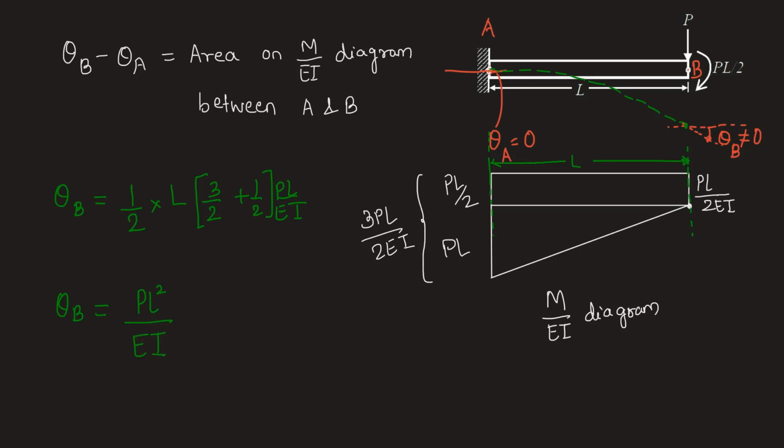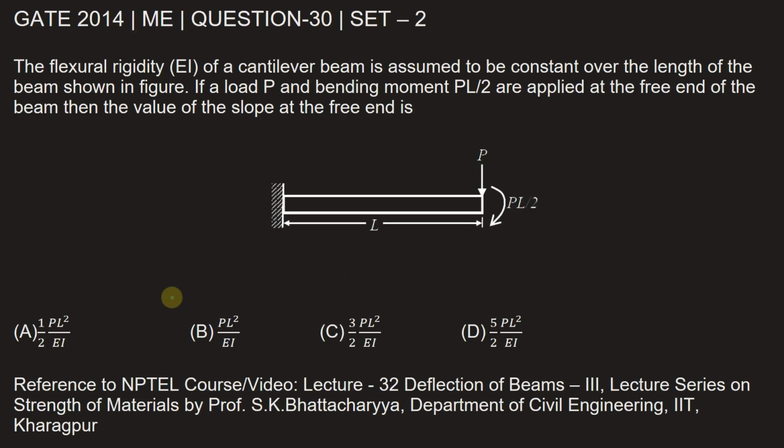Let's go back and mark the correct option. So the correct answer is option B, where the value of slope at the free end is given as PL square by EI.